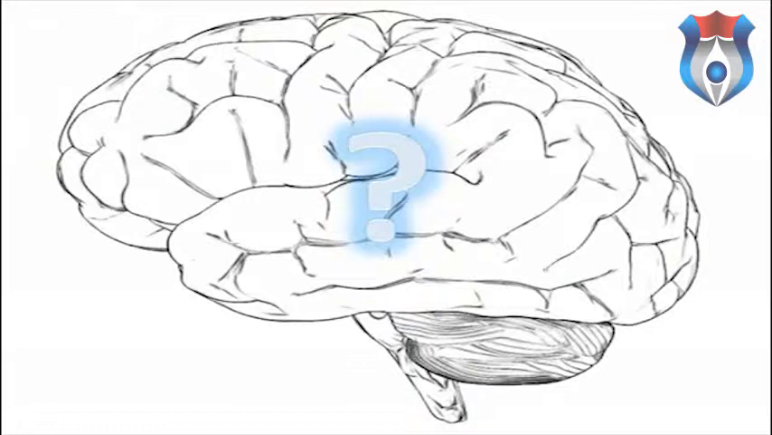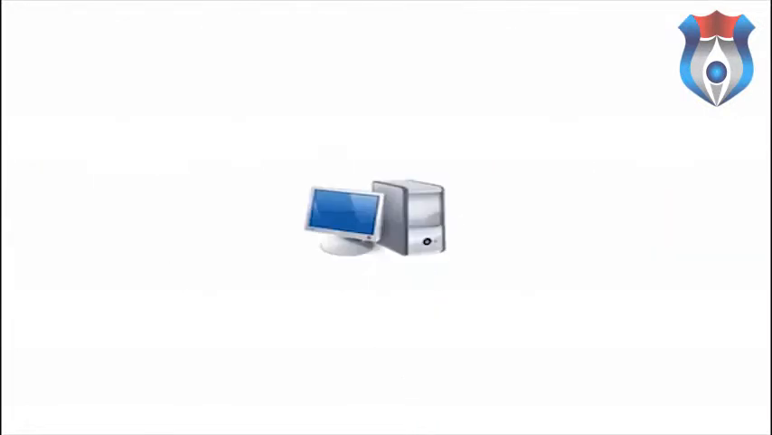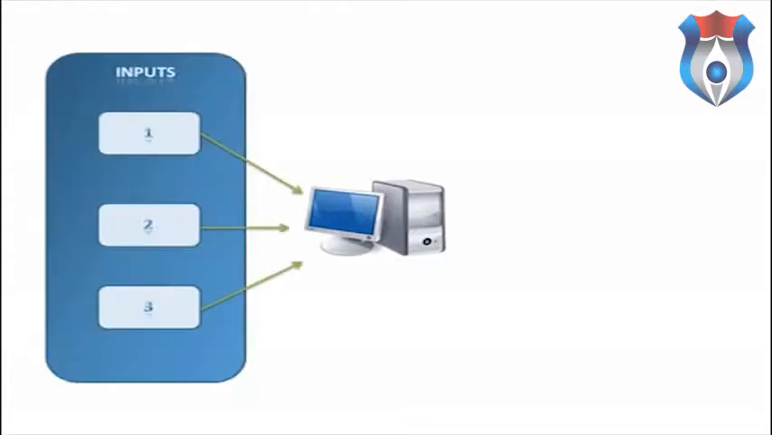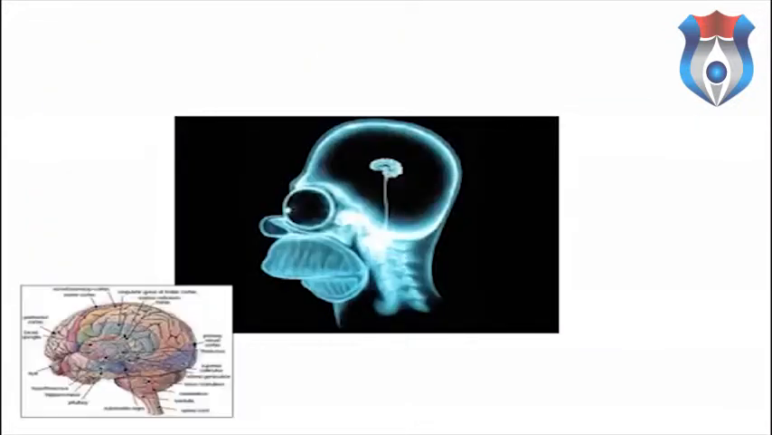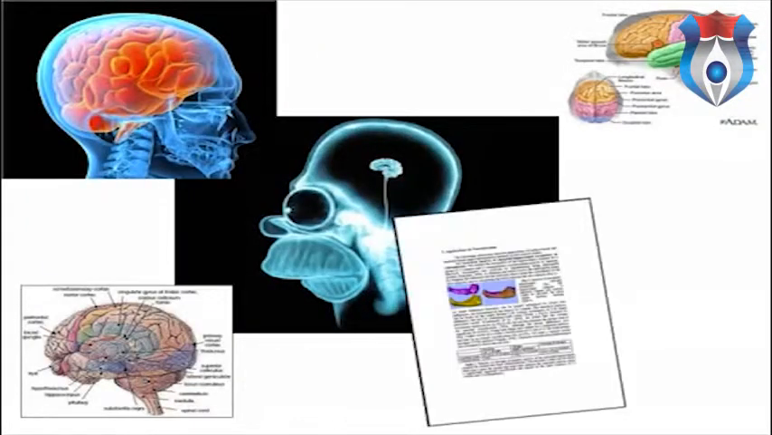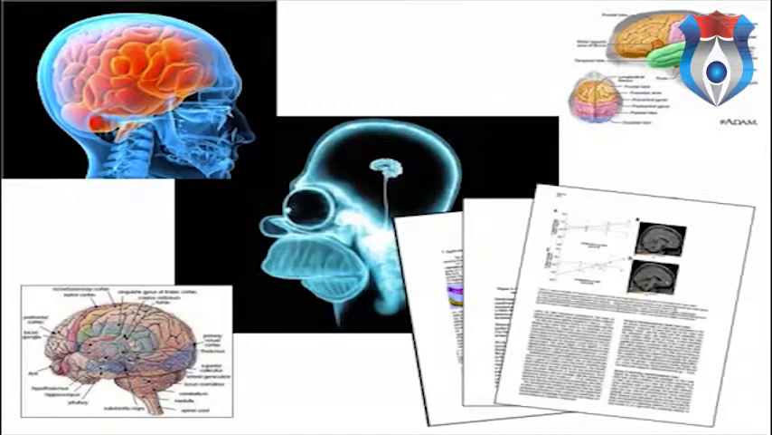First though, let's look at computers as they are today. Despite everything they can do, they're pretty simple. They take some inputs, perform some calculations, and produce some outputs. The human brain, however, is extremely complicated, and a lot of very smart scientists are still struggling to understand how the whole thing works.